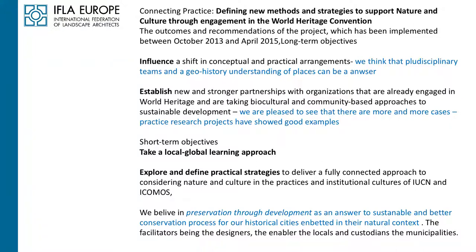The preservation through development policy of the Dutch is something that we, or at least some of us, use as a way of answer. We can preserve more if we find good development projects in line with the urges of today in pluridisciplinary teams.